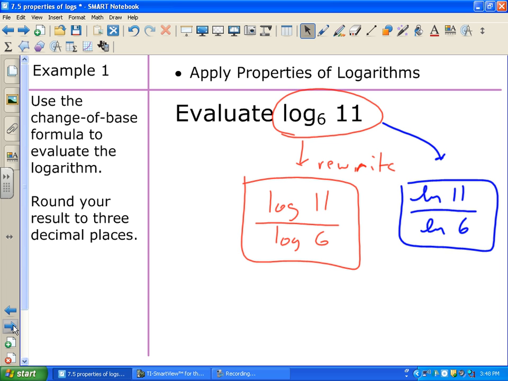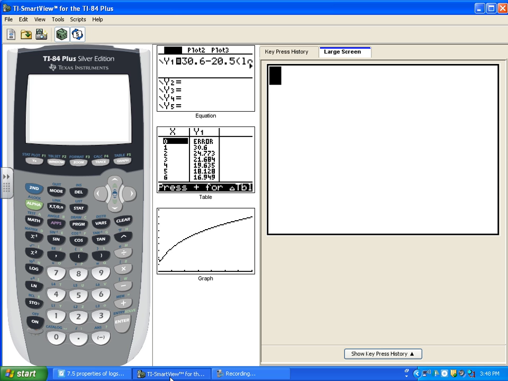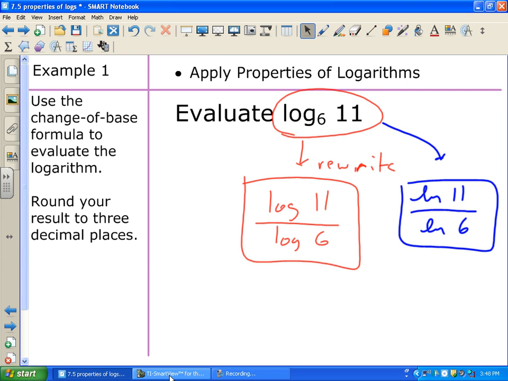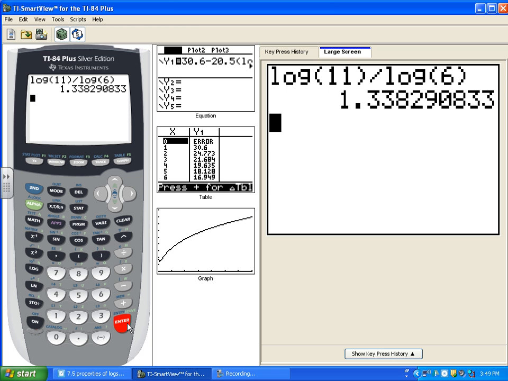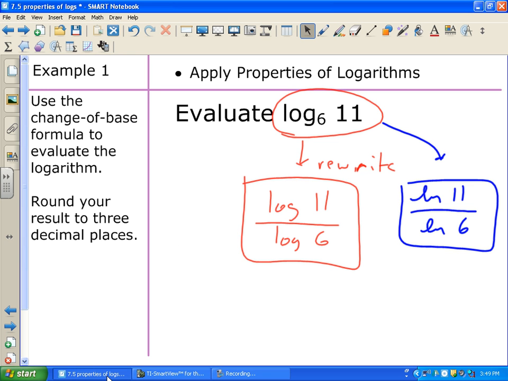So, evaluate and then round it to 3 decimal places. Use your calculator. For me, that's going to be the log of 11 divided by, I believe it was the log of 6. Make sure you're closing both of those with parentheses. If you do have a TI, it works in the exact same format. Hit enter. It's a pretty straightforward thing. Rounded to 3 decimal places, this will be 1.338. So 1.338, that's all we have to do there.